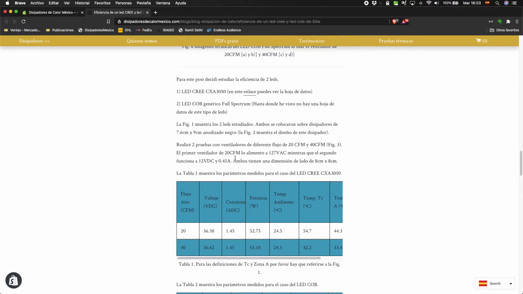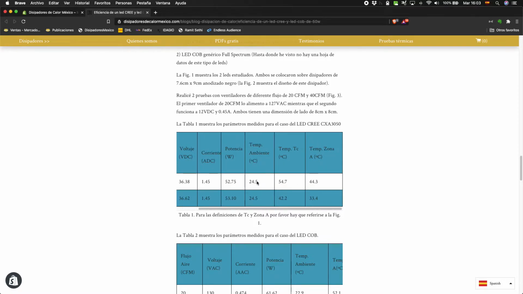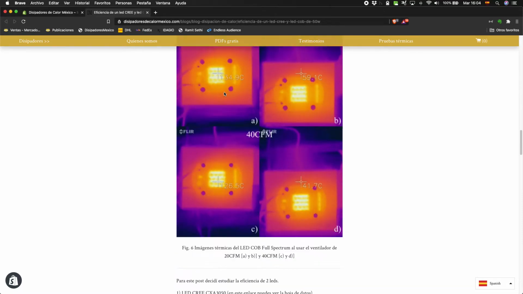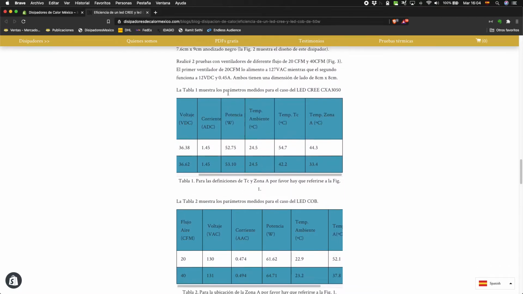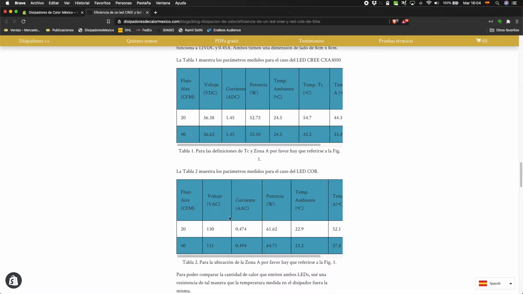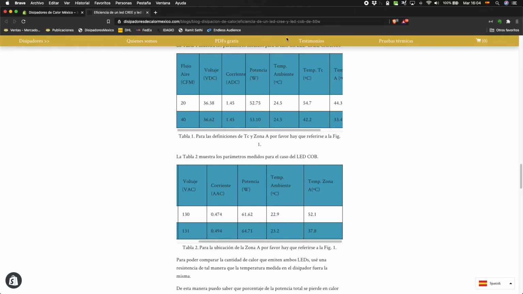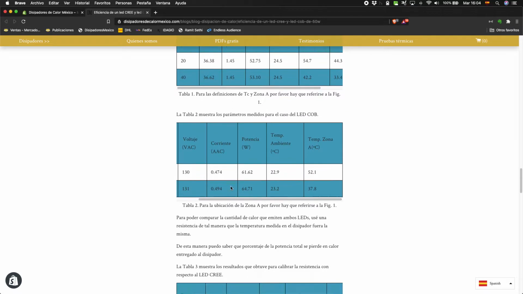So these are the results. I measured the voltage, the current, the actual electric power consumed by the LED, the ambient temperature, and in the case of the CREE LED, I measured the temperature TC at the PCB of the LED itself, and also in zone A, which is located here inside the base of the heatsink. I made these measurements for the 20 CFM fan and the 40 CFM fan. Likewise for the COB LED. The only difference is that the COB LED doesn't have a measurement point for a TC measurement, so there is only a zone A measurement.